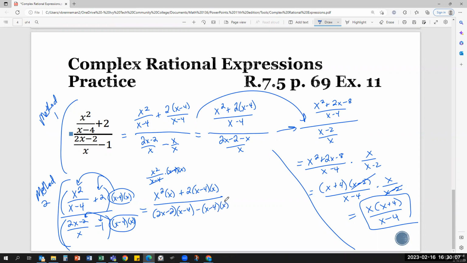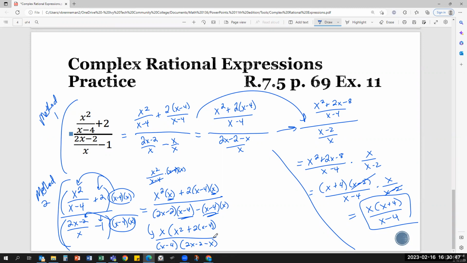So now I have a lot more. Expanding on the other method, I just had one distributing that had to be done, and then some factoring. Here I have a bunch of foiling, distributing, and stuff to do. Although I could shortcut this. Rather than distributing, if I note that these each have an x in them, then I can factor that out, and it's x times x squared plus 2 times x minus 4. And then on the bottom, they both have an x minus 4. So that's really just x minus 4 times 2x minus 2 minus x.